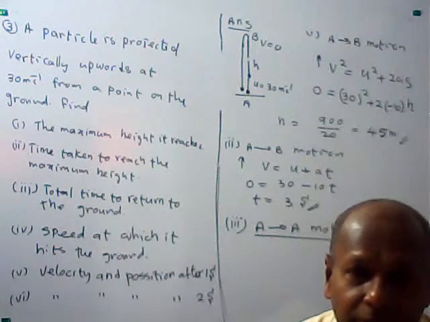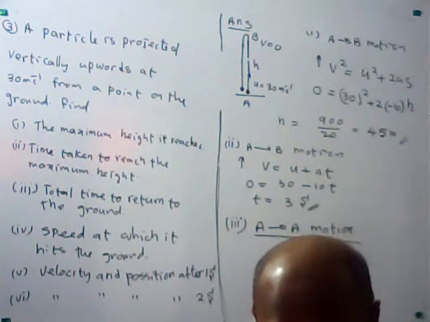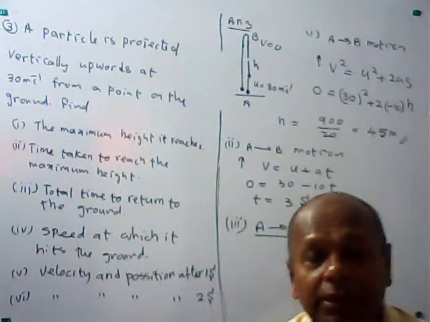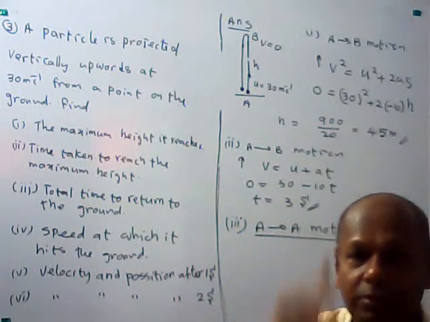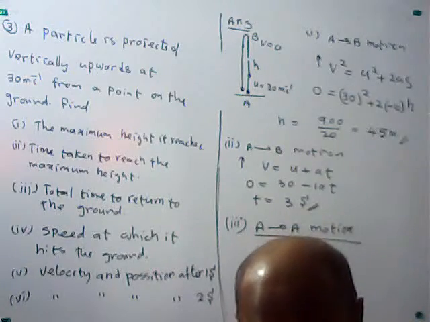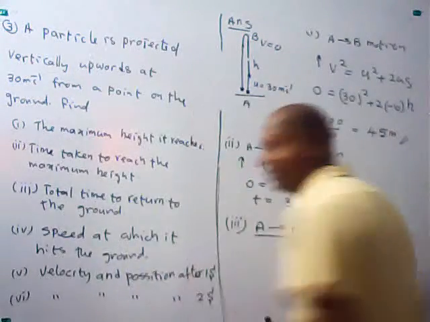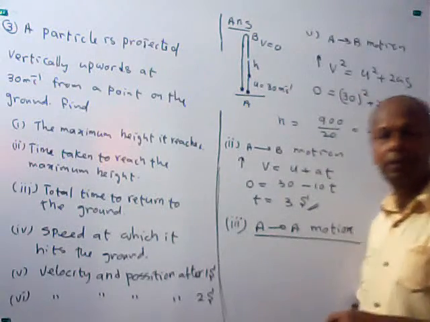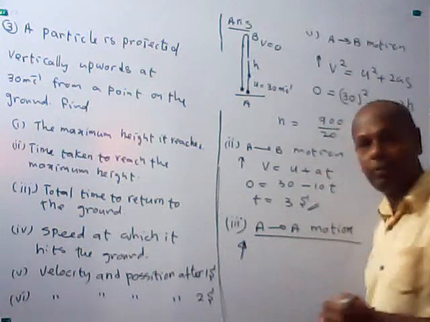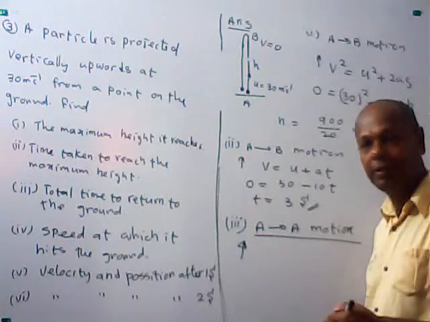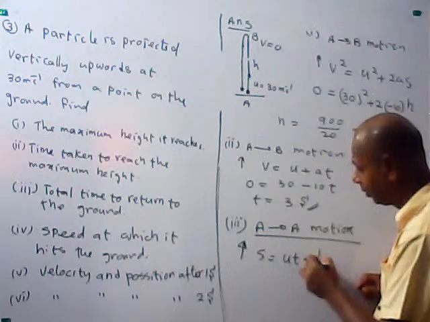What do we use for the total motion? S is 0, exactly. Vertical displacement is 0 for the total motion. We can use that. Yes, exactly, that's what we use. So to utilize that, apply it first. We know S, we need to find T. We apply S equals ut plus half at squared.